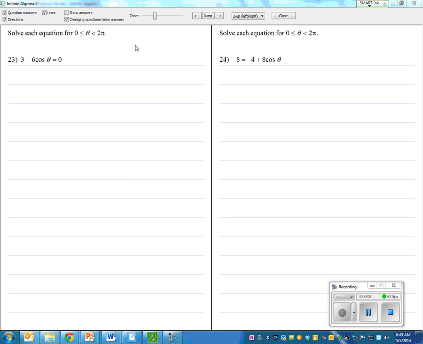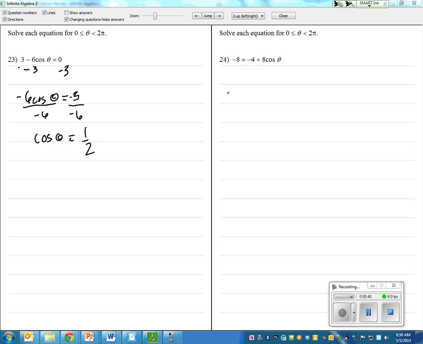Okay, number 23. They want us to solve this when it is between 0 and 2 pi. So we're going to be using radians on this. If we're looking at number 2, first thing we need to do is subtract 3 from both sides. So it gives us negative 6 cosine of theta is going to equal negative 3. And then we're going to divide both sides by negative 6. So that gives us cosine of theta is going to equal 1/2. So negative 3 divided by negative 6 is going to be 1/2.